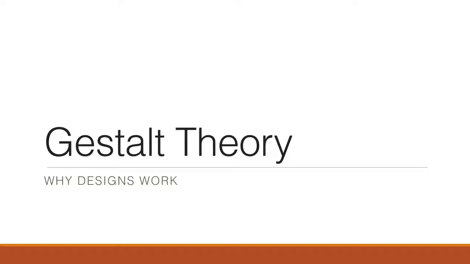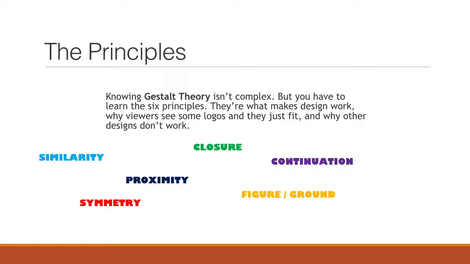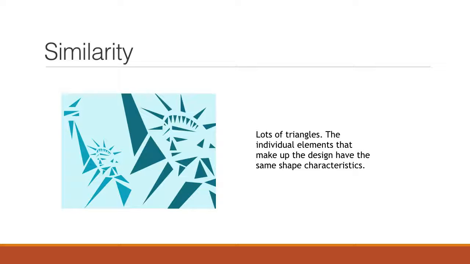There are 6 principles of Gestalt theory, and it is really critical that you know them. They are similarity, closure, continuation, proximity, figure to ground, and symmetry. We're going to go through those individually, and we'll start with similarity.